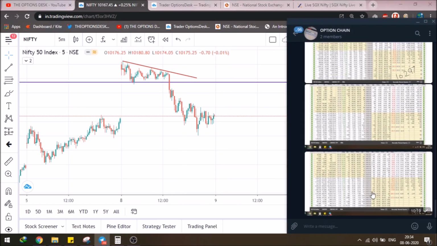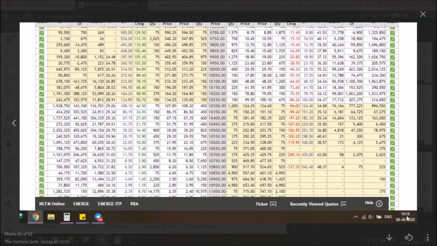Firstly, as you can see, this is the time 10:18, that is 8/06/2020. I just took a screenshot of the option chain, and at 10,200 CE there was call covering going on. Just note down that there was around 3.8 lakhs covering on the call side for the 10,200. It means the call writers are covering their positions, meaning they think the market is not going to go much upwards, and after that the market started to fall at around 12:30 or 12:40. So this was covering going on.